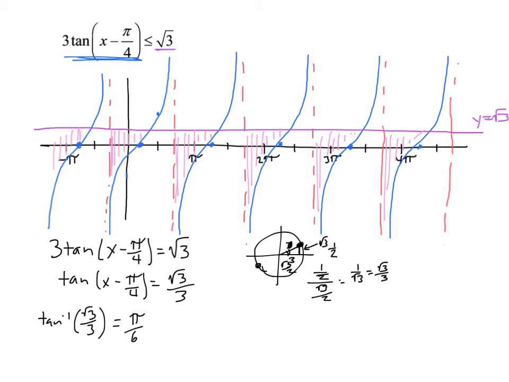Now there's actually another one back here, but we're not going to worry about that because the period will get all of those for us. But that's going to tell us that x minus pi over 4 is equal to pi over 6. So now we can solve for what x is. Need a common denominator, so if I multiply these by 2, I can get up to 12. This by 3, I can also get up to 12. So I'm going to get 5 pi over 12.